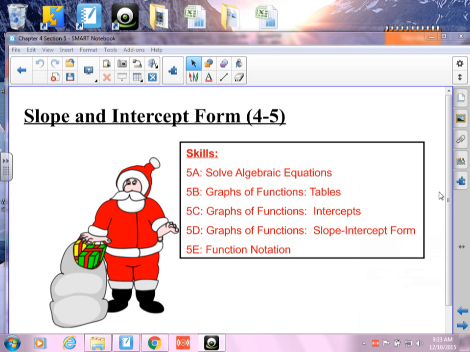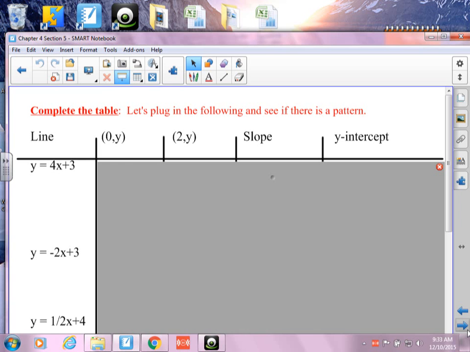All right, today what we're going to do is we're again looking at graphs of functions and slope-intercept form. All right, and we're going to do the book. In the book, you're going to see it's chapter 4, section 5, but we're in chapter 5 in our Schoology section. So just kind of let you know about that.